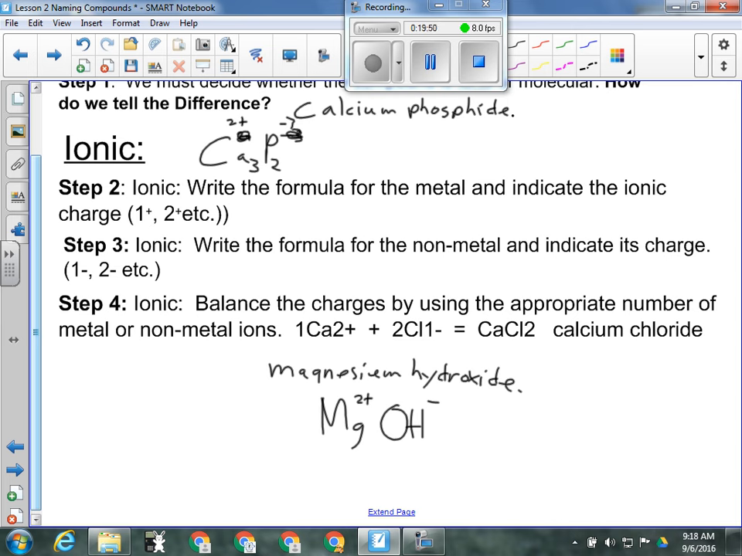Brackets, because if I just write a 2 here, it says there's 2 hydrogens, not two hydroxides like that says. So in a swap and drop of a polyatomic ion, if you have to put a number down, you've got to put it in brackets.